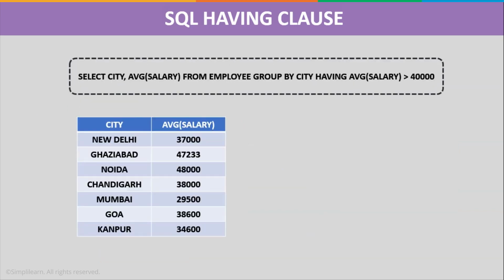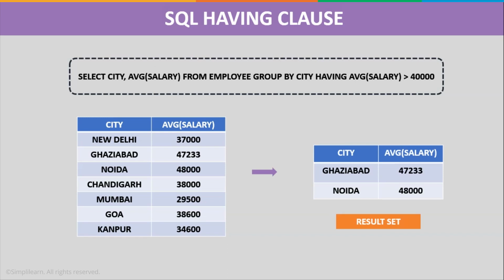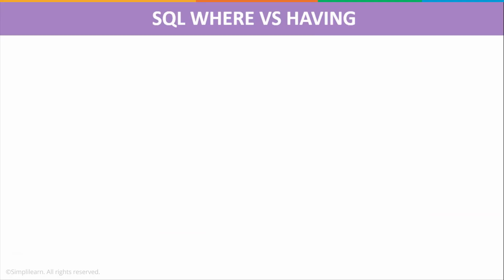Now that you have applied this, let us have the having condition here. Let's say I want to find the average salary of all those employees from different cities who have an average salary greater than 40,000. If I implement this query, this will be the following output. As you can see, both Ghaziabad and Noida have an average salary of more than 40,000, that is 47,233 and 48,000. So in this way, you can use the SQL having clause as well.